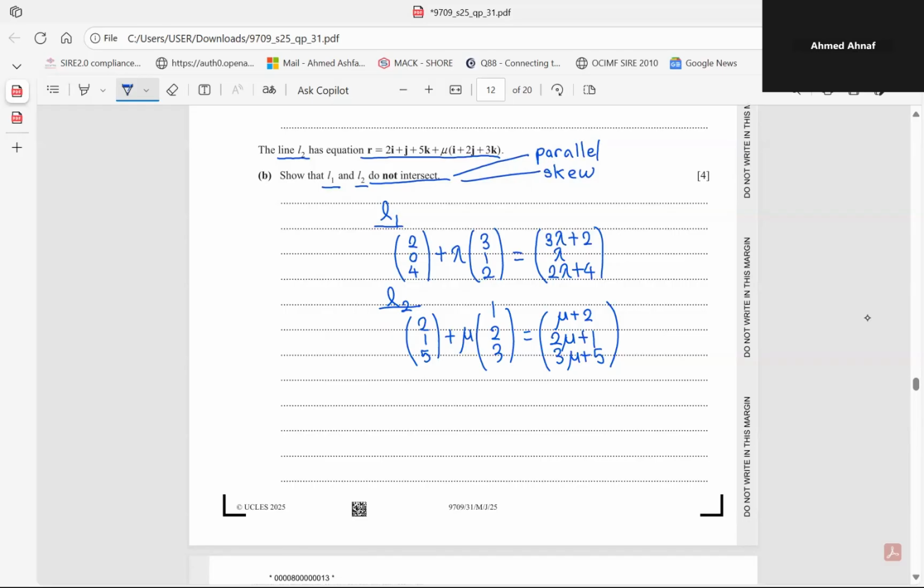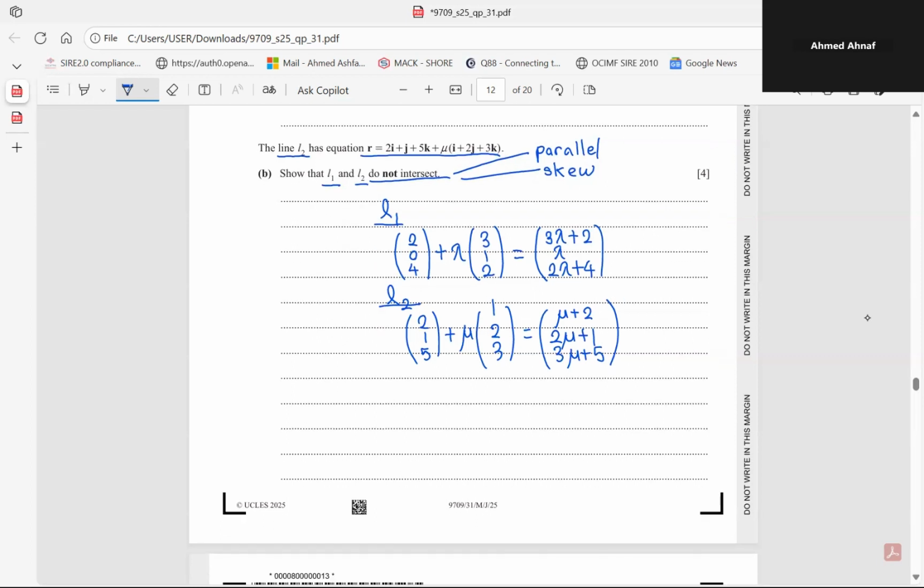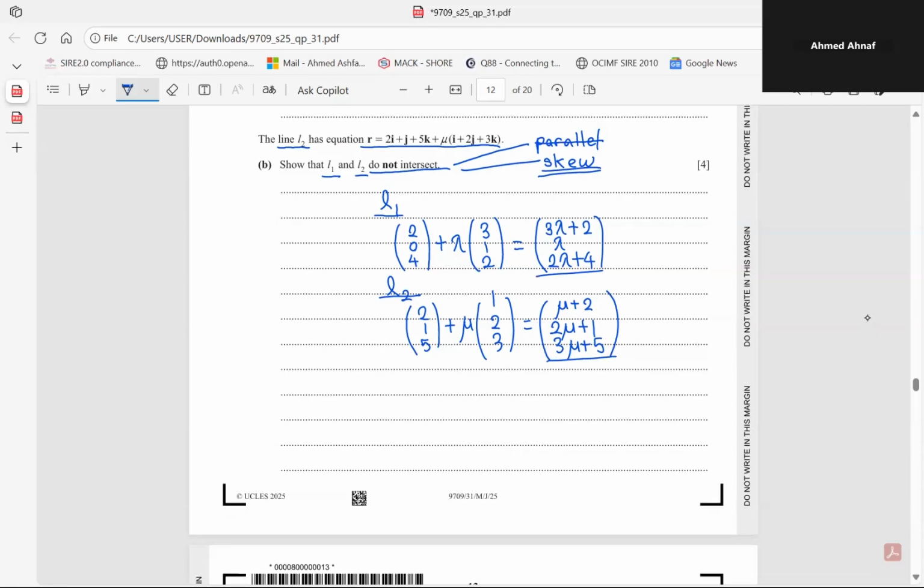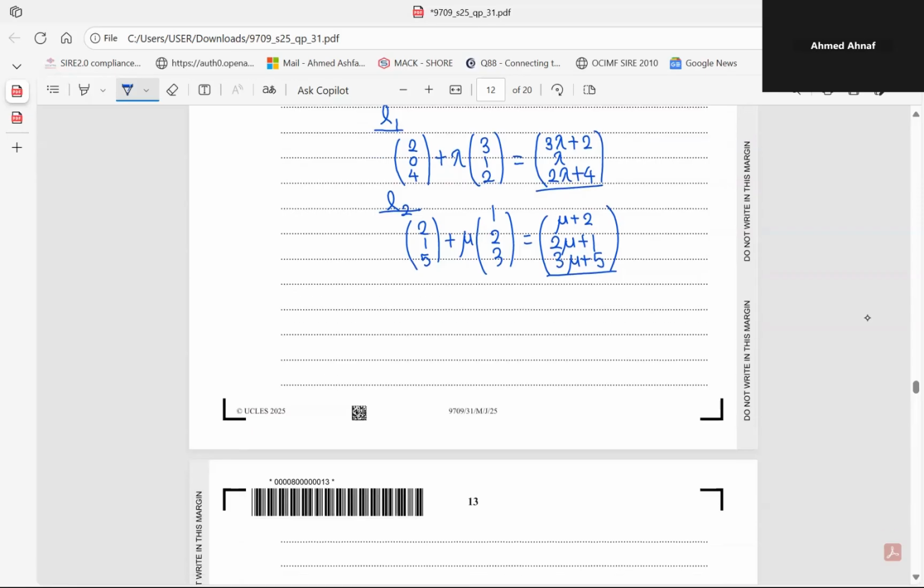As we can clearly see, the direction vectors of L1 and L2 are not scalar multiples of each other, so they can't be parallel. So they have to be skew. To show that they are skew, we have to equate these two columns that we just found. Let's do that.